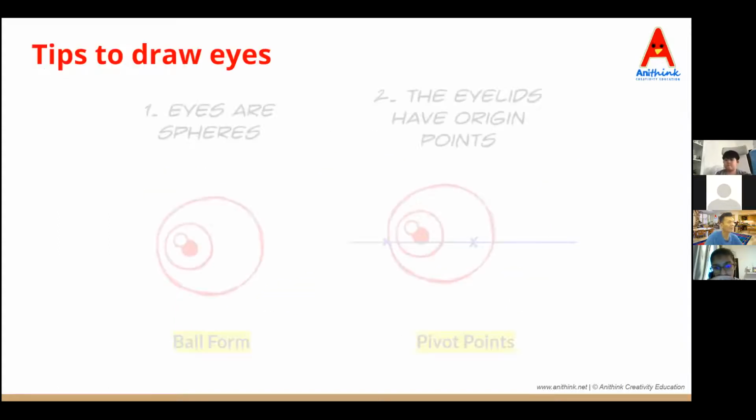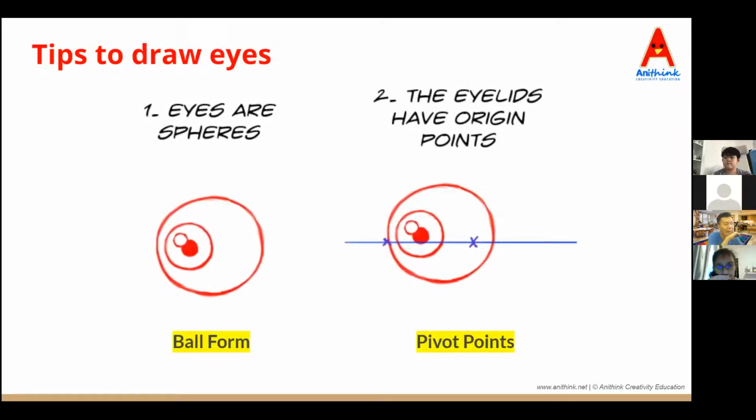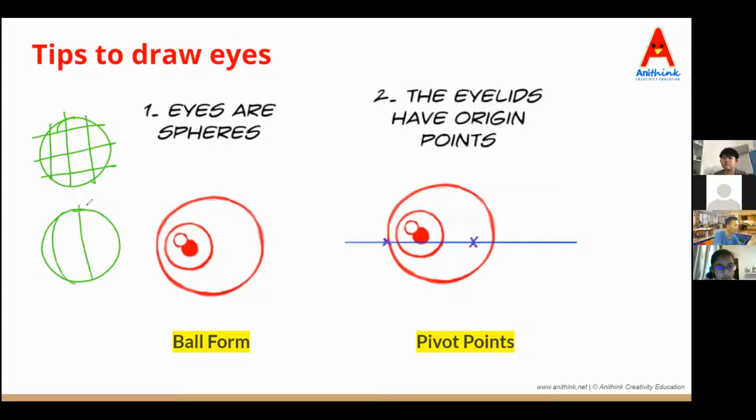So we have some tips to draw. You need to see the eyes as a ball shape. That's the first thing when you want to draw the eyes. When we say ball shape, that means, let me show you. Which one is a ball shape, A or B? A. Ball shape. Okay.